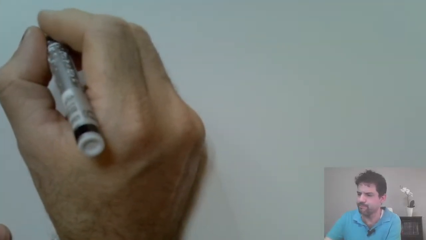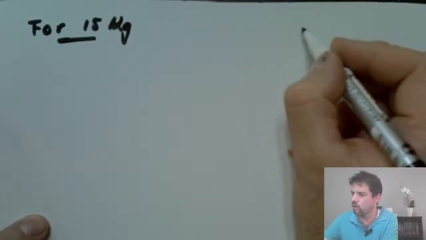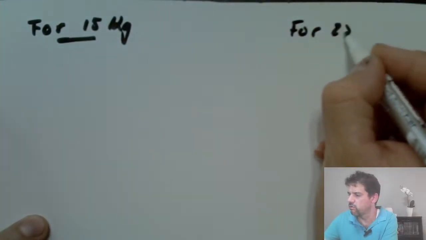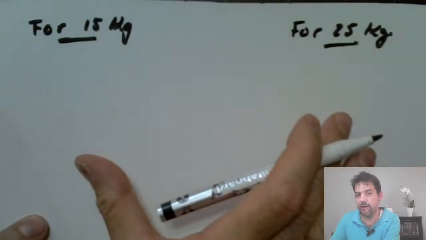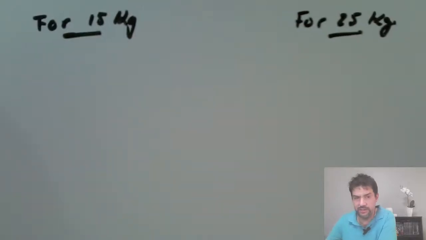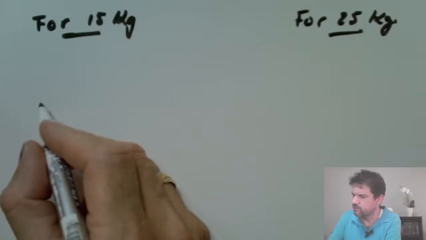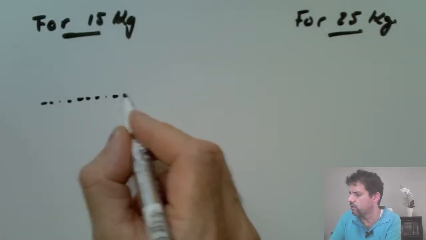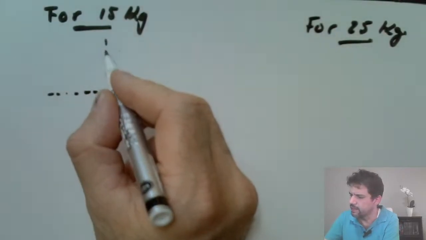So I'm going to write here for 15 kg, and I'm going to work here for the 15 kg. On this side, I'm going to work for the 25 kg. So I'm going to work simultaneously with both blocks. For the 15 kg, we already have the free body diagram, but we are going to redraw it, and this time we are going to include all the axes. It's very quick, it's not going to take you the whole day to do. It must be straight. It is there, and then here is the y-axis.